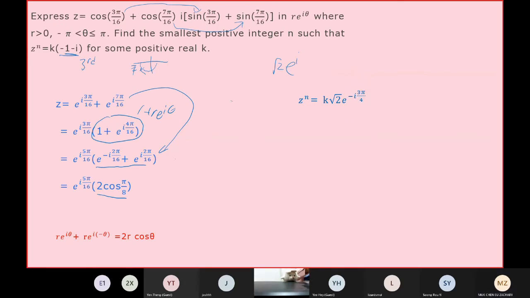Then we times k, because that is k. Then we also have the argument for z. We can sub that in. From here, we compare the argument.